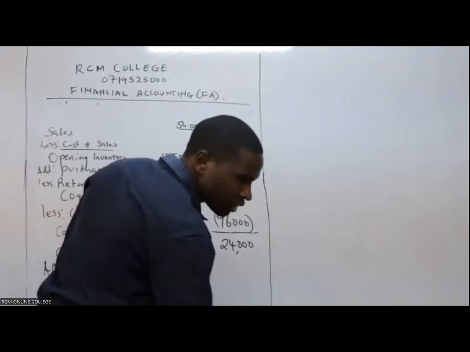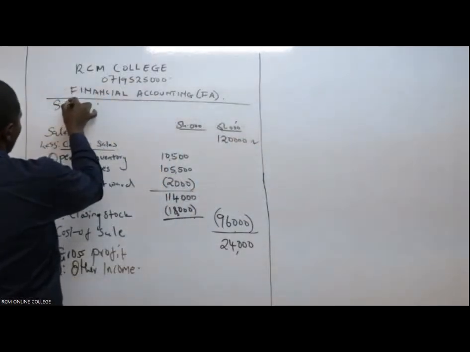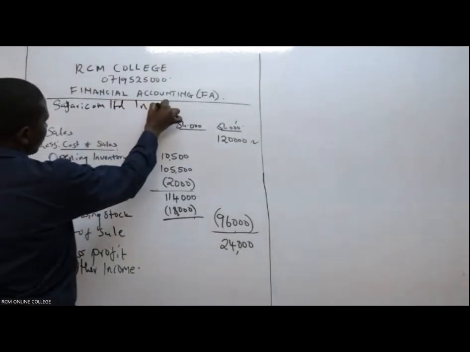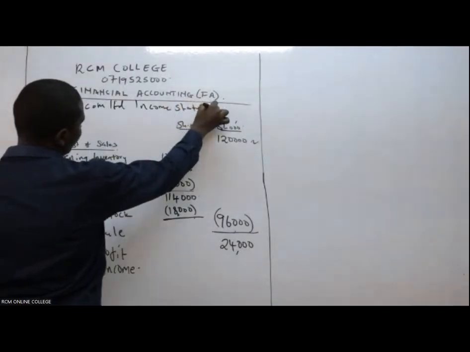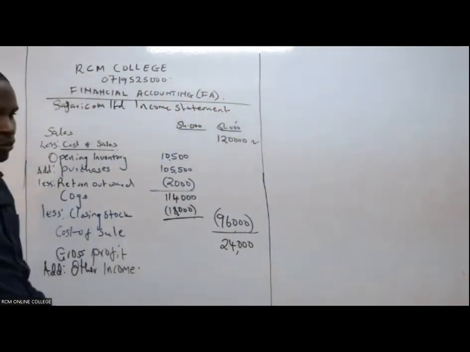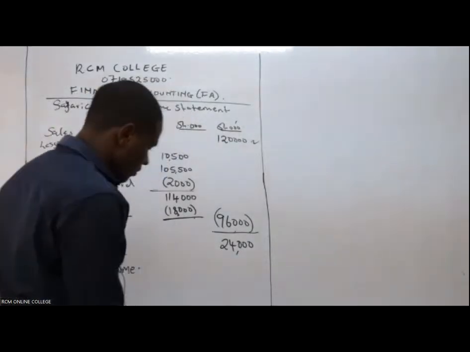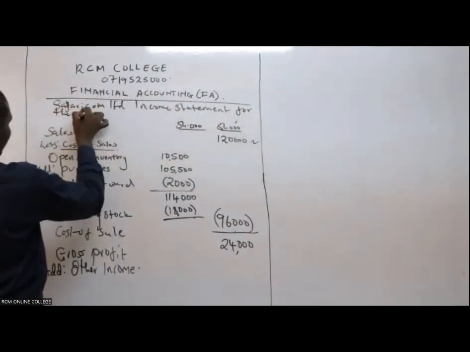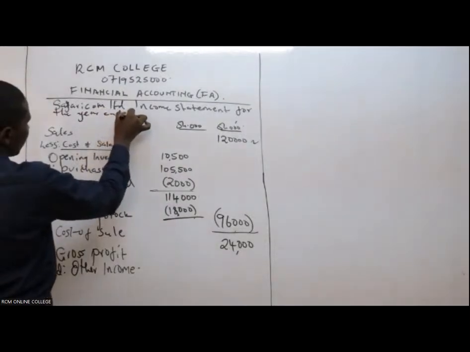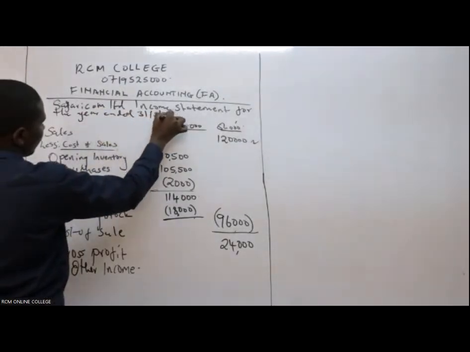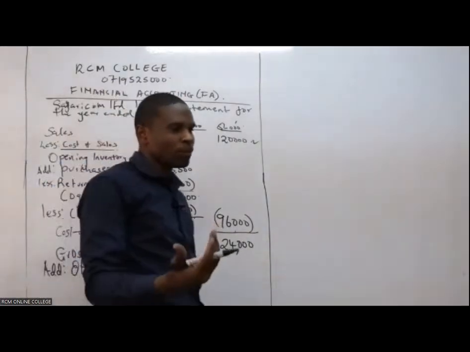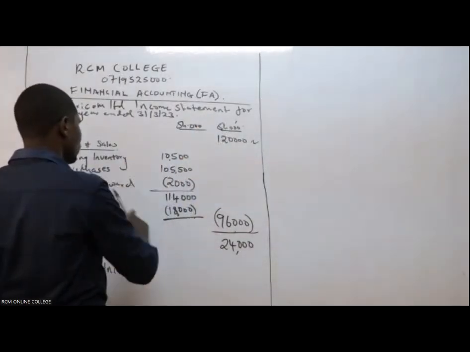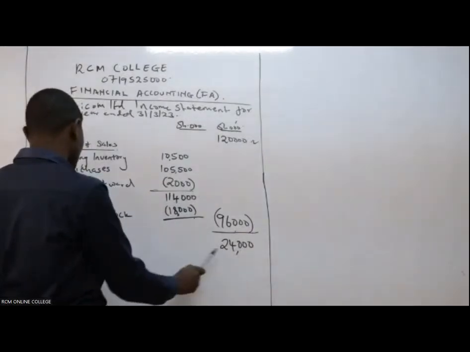We can now change that to Safaricom Limited income statement. As at which date? For the year ended 31st March 2023. So now this is our income statement. Class, you know that when you talk about income statement, it is sales minus cost of sales. You get the gross profit. Now we have our gross profit.